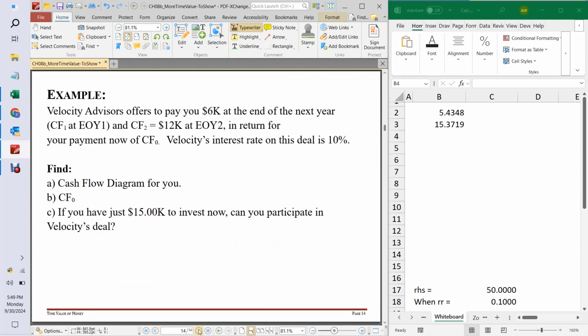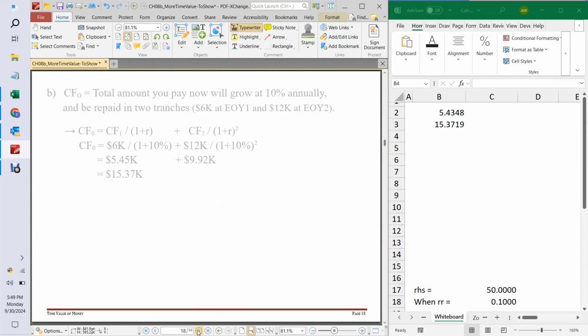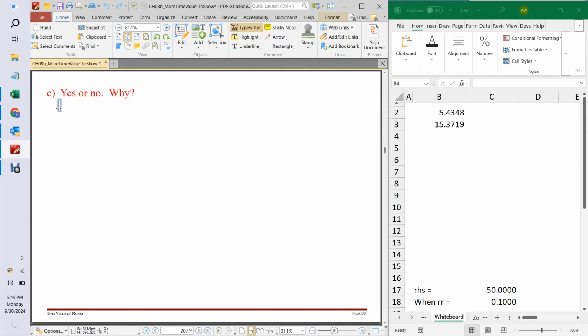Let's see. So we just have 15K to invest. And to do this deal, we just saw we would have to pay Velocity $15,370 to make this deal work. So the answer to that is no, we cannot participate. And that's because we have just 15K, excuse me, but need 15.37K to participate.